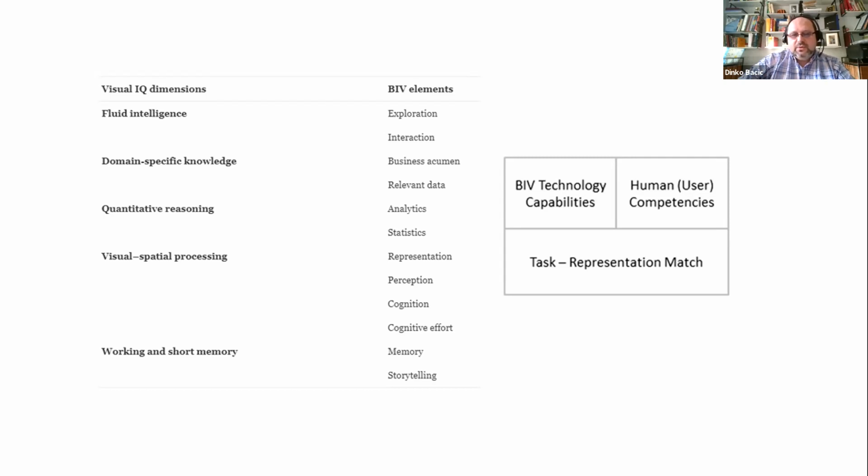And we always want to focus on cognitive effort, in terms of minimizing the effort of the user. We often do that through our knowledge of human memory, as well as how we tell a story. So a great business information visualization system makes sure you have a match between a task and a representation. You understand what the human and users' competencies are and what the tool capabilities are.